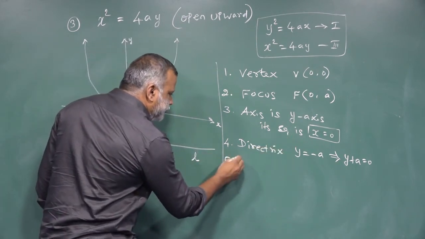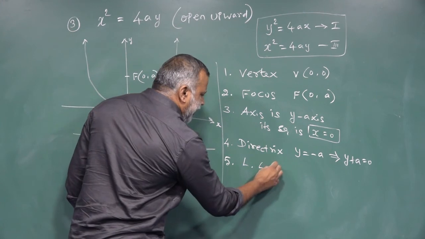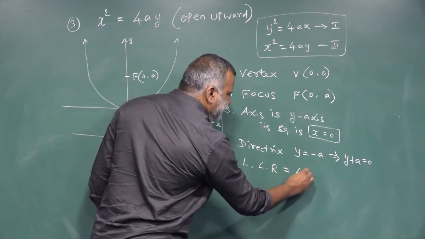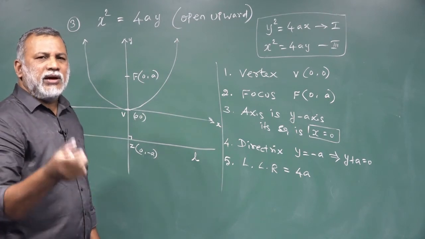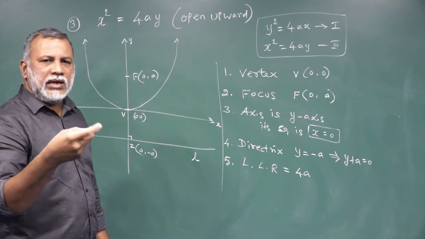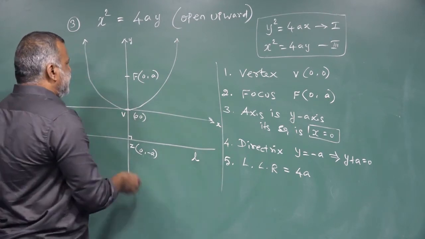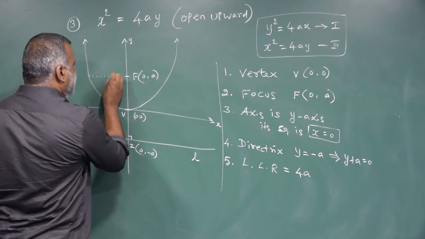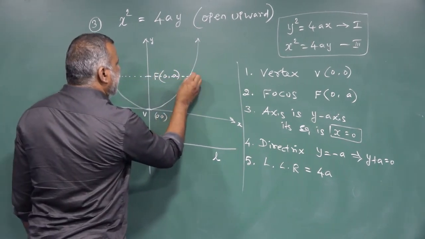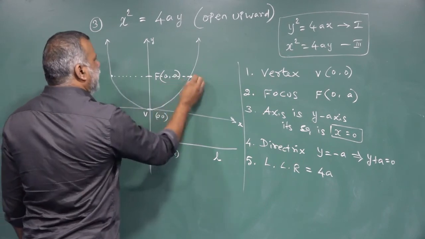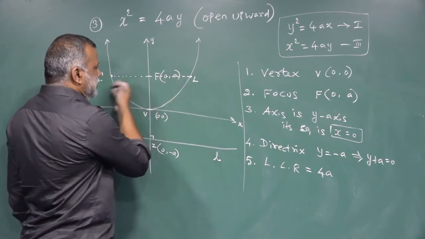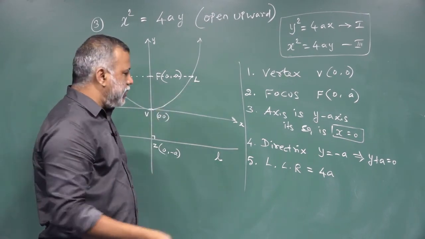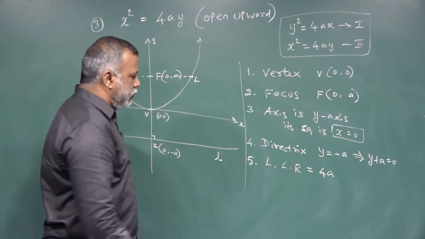Number 5, length of the latus rectum. It is always 4a. For any type, it is always 4a because it is a constant. So the length never changes. This is called the length of the latus rectum. This is L and L dash. So L and L dash always have the same length for any type. Now the length of the latus rectum is 4a.